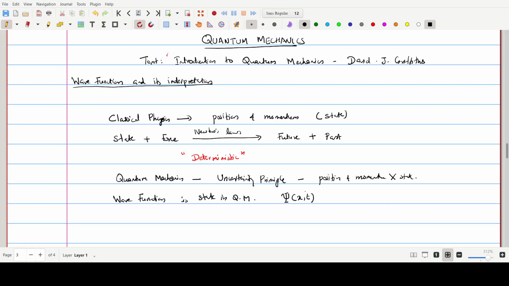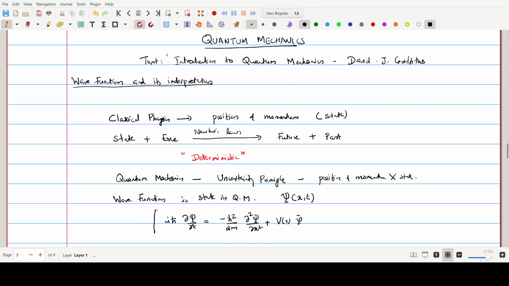Now, if we know the psi at present, how can we calculate the psi in future? That is possible by solving the Schrodinger equation. Instead of Newton's laws, in quantum mechanics we have a new equation called the Schrodinger equation, which is given as i h bar dou psi by dou t is minus h bar square by 2m dou square psi by dou x square plus V of x psi.